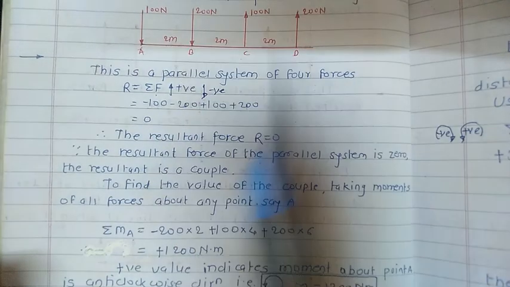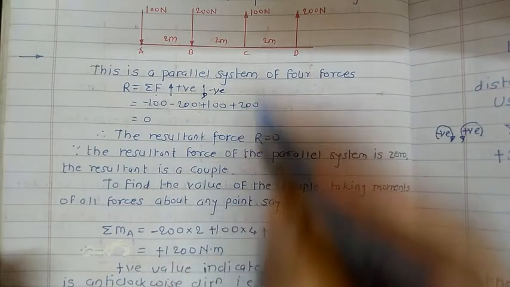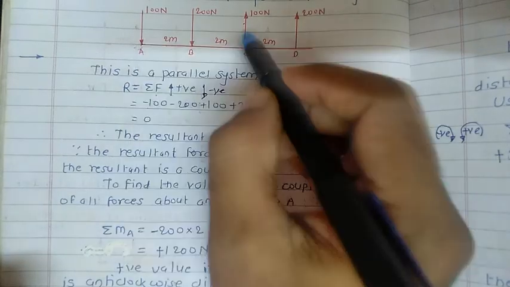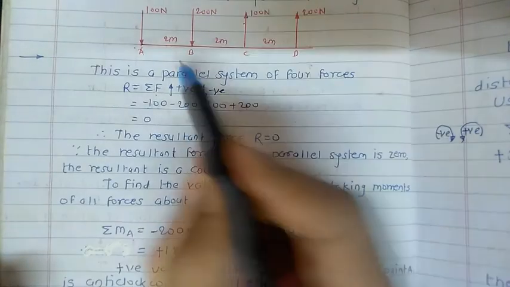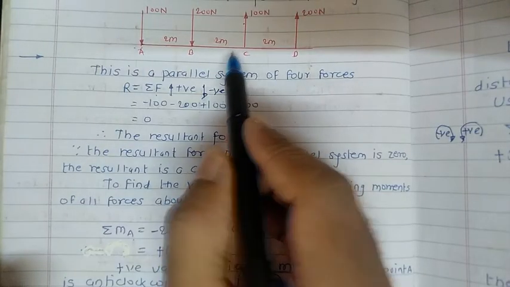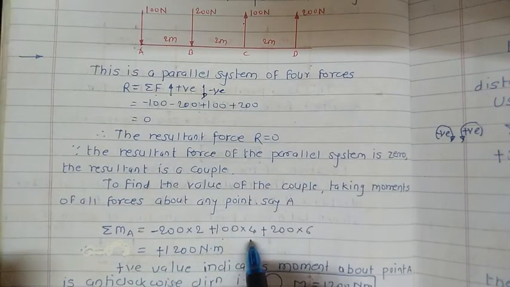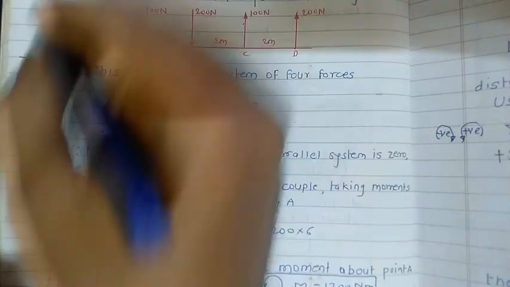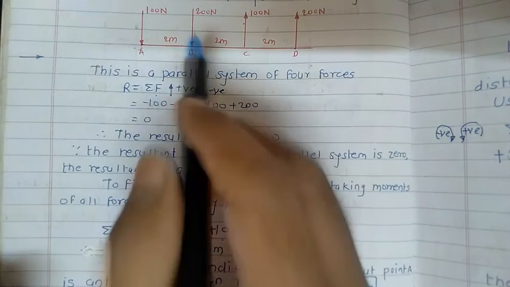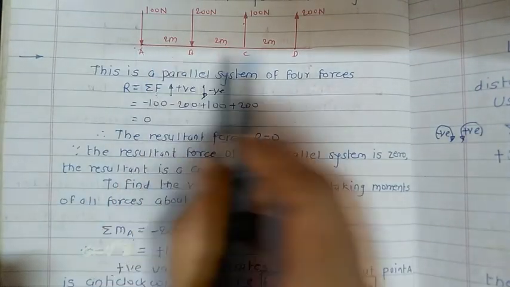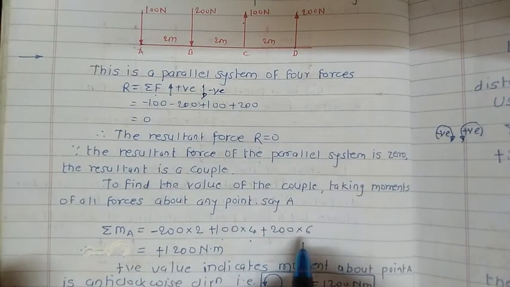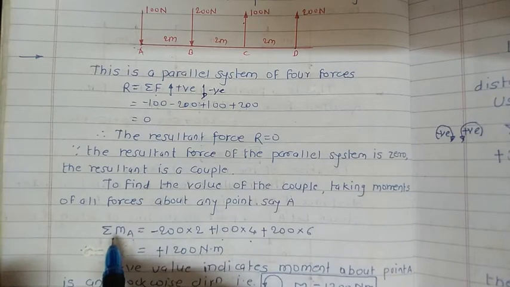What about the next one? The 100 Newton force is here. The tendency of this 100 Newton force to turn about this point is in anti-clockwise direction. The distance is 4, so 100 multiplied by 4 will come here. Next is this 200 Newton force. The tendency of this force to turn about this point is in anti-clockwise direction, separated by how much distance? 2 plus 2 plus 2, 6. In this way, I can get the magnitude for the summation of moment of all the forces about the point A.